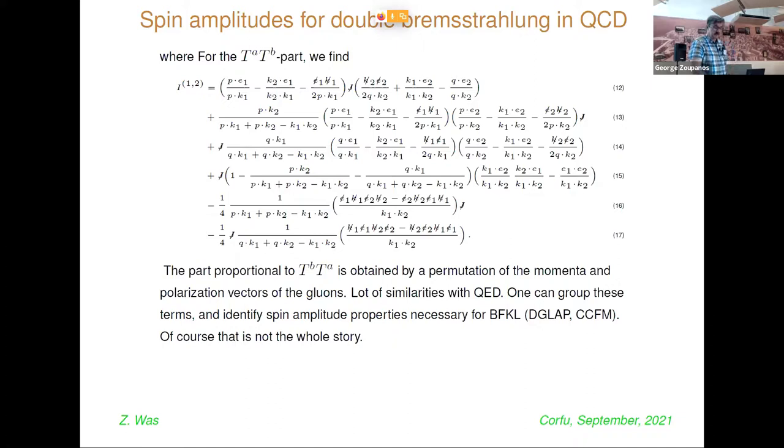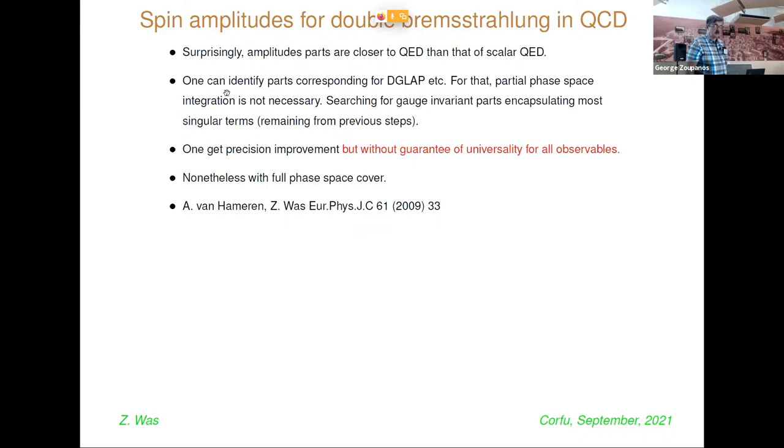What was a surprise to me is when I was studying this amplitude, I found the amplitudes for QCD much closer in nature to those of QED than those of scalar QED. I would think that scalar QED should be closer to QED from a geometrical point of view, but it was not. It is maybe because it's not a renormalizable theory. So that was the work I did at that time.